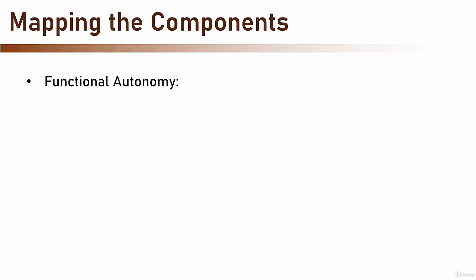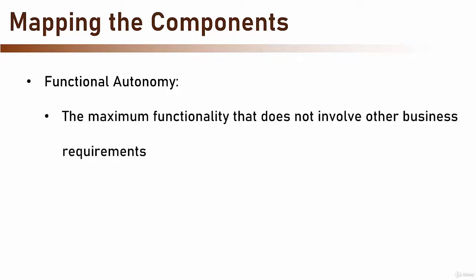The next one is functional autonomy. What this means is this. Functional autonomy is the maximum functionality that does not involve other business requirements. So if our business capability is, say, telemetry processing, the service should handle everything related to the telemetry processing, but should not handle functionality that involves other capabilities. For example, exporting the telemetry to other systems. This should be done by other services.